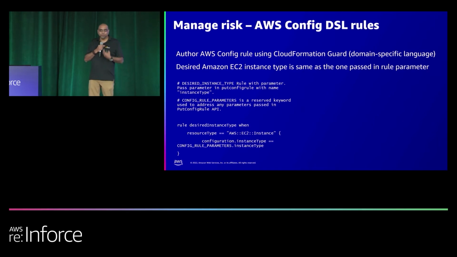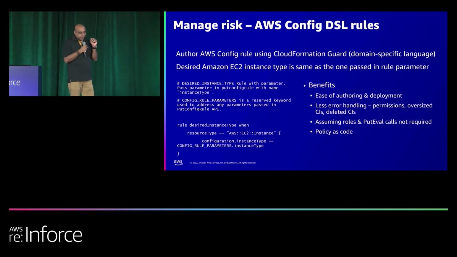This is for custom rules. This is if you don't have a managed rule that meets a particular requirement, you can use the DSL-based rules to author. What makes this so simple is we've completely removed the need for you to do error handling. When you looked at the previous code, the reason why it was so complex and you had these 3 columns of code was that there was so much error handling that you had to do. So for example, you have to detect if the CIs that you're processing are oversized. Is it deleted? Do you have the right permissions? Now we take care of all of that. All of that infrastructure processing is taken care of by config.